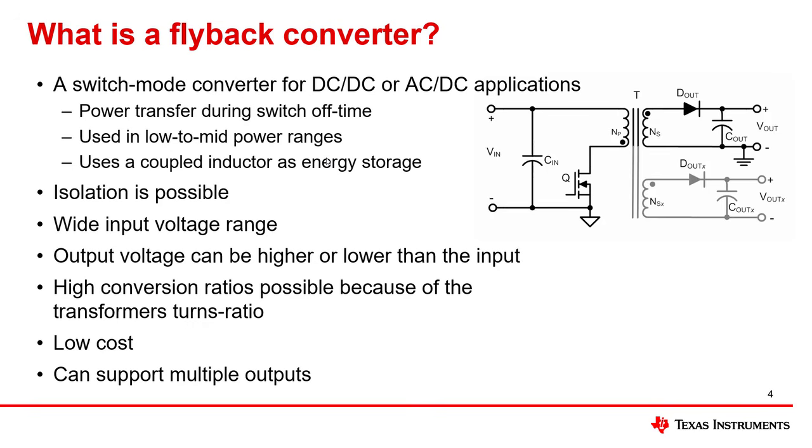It can operate with a wide input voltage range and the output voltage can be higher or lower than the input voltage. A high conversion ratio is possible with a Flyback because of the transformer's turns ratio. It is a low-cost topology and can support multiple outputs.